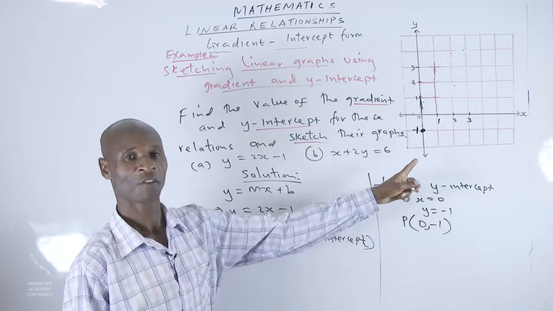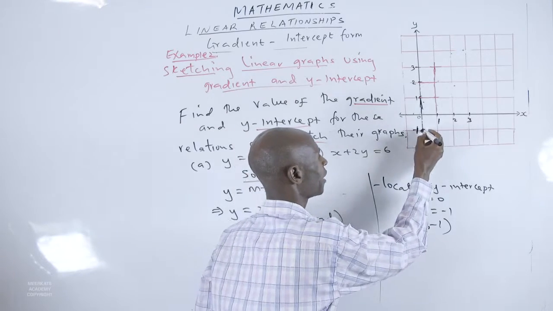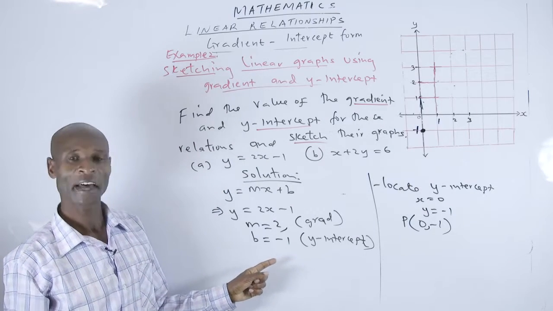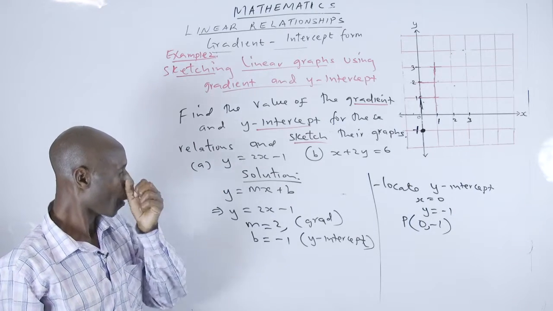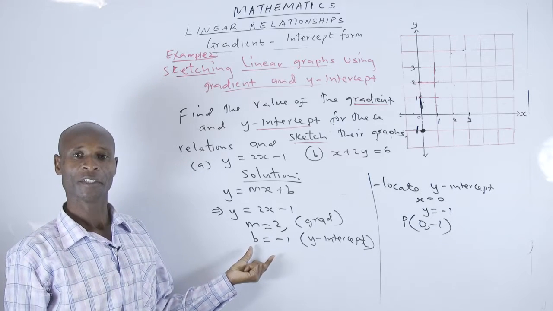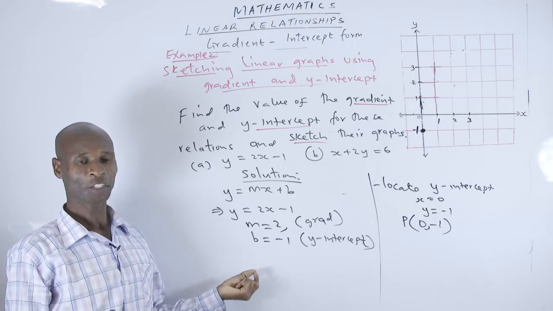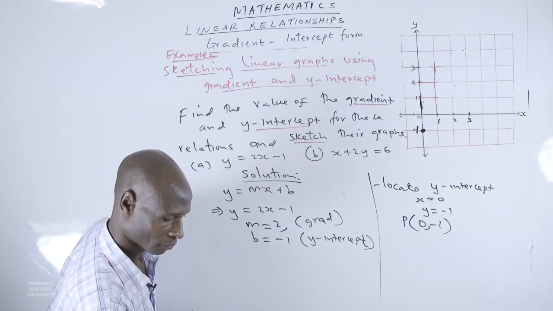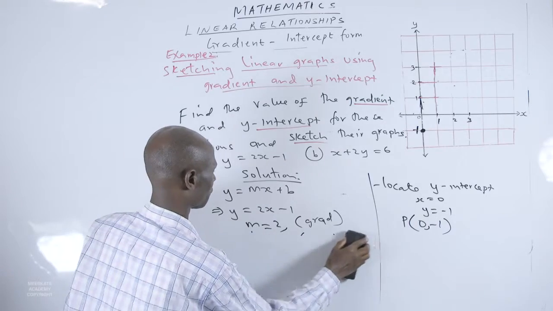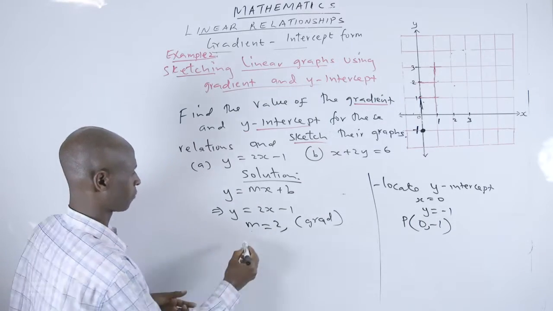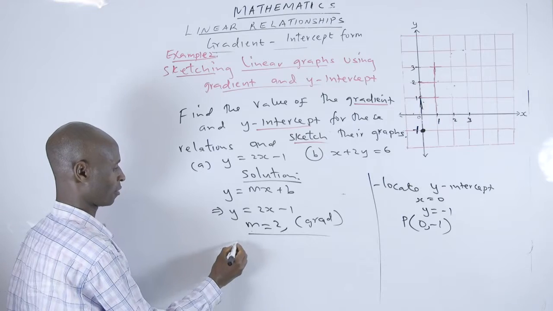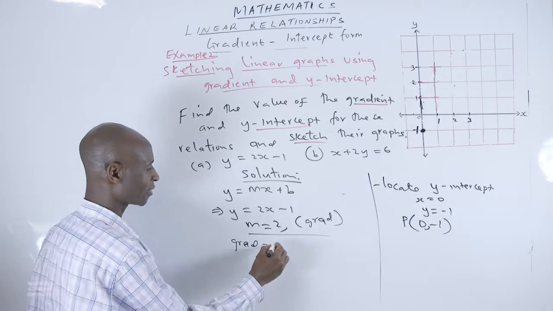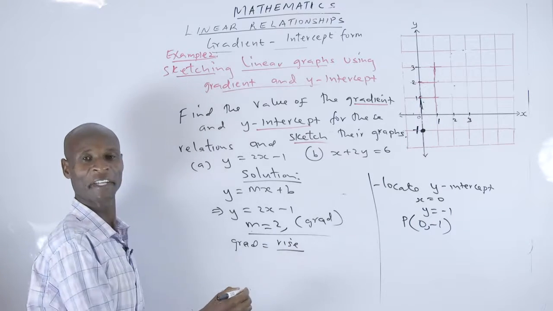So the 0, -1 point is indicated. Having located that point, we now need to write down the relation for finding gradient. We know that gradient is given by the rise divided by the run.